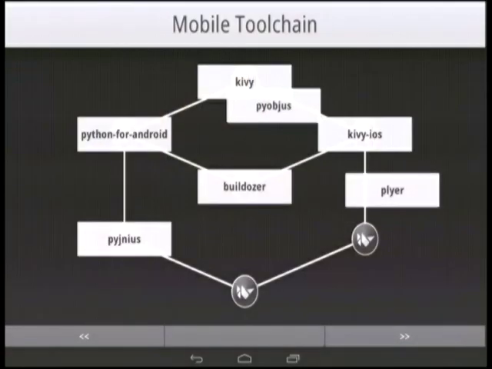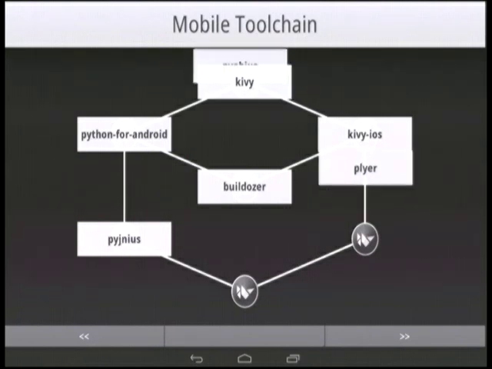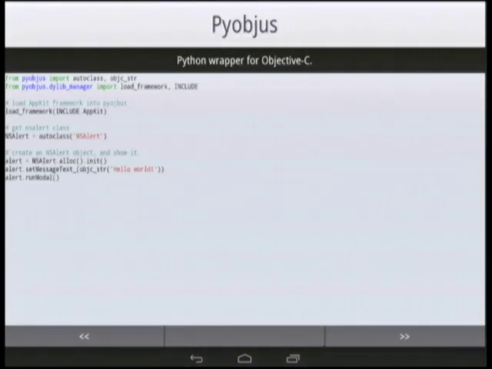So we'll go back here and PyObjus. No, don't go behind there. Go hide. Come out and play. PyObjus is a similar thing for Objective-C, so for your iOS apps. It is a Python wrapper for your Objective-C. Again, I'm not real familiar with it. This is a short example of, I believe, creating an alert using that. So creating a native iOS alert with Python.